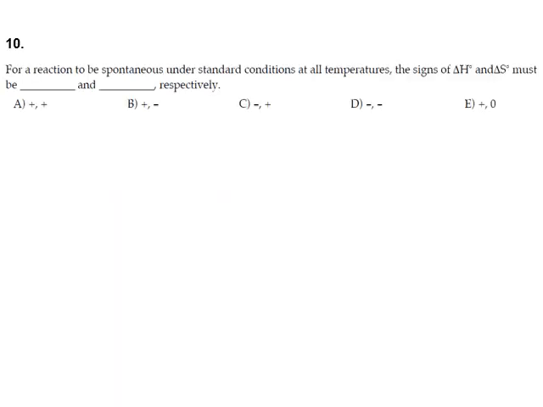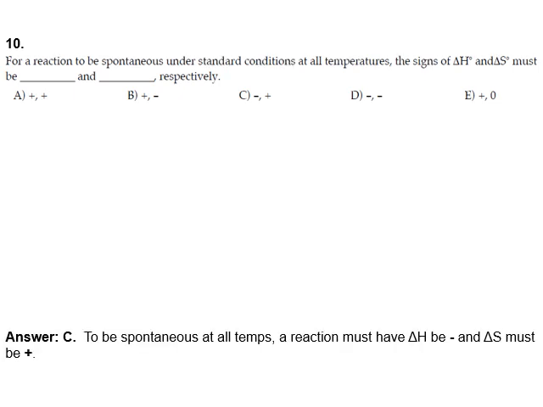Okay, next slide. So again, let's just go through this one quickly because we just mentioned the answer. For a reaction to be spontaneous under standard conditions, the signs of delta H and delta S must be what and what respectively. We just said this. Delta H should be negative and delta S should be positive. Next slide. And then, so the answer choice is C. Next slide.